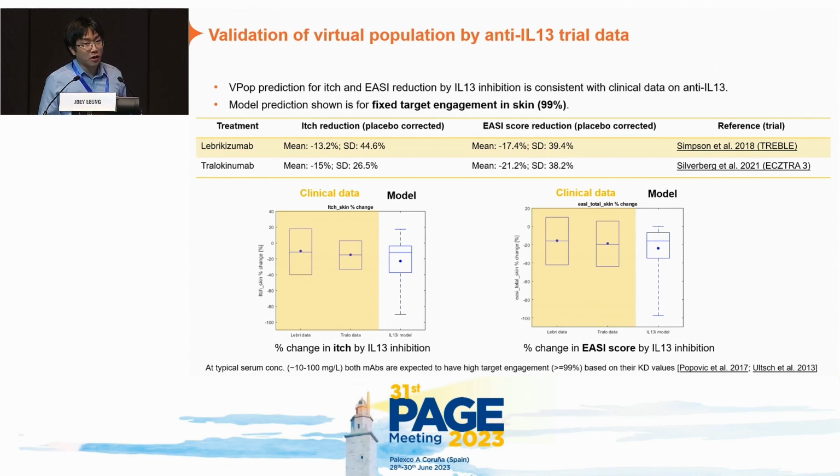So for the model prediction right now, I'm simply assuming a fixed high target engagement level. And you can see the clinical data on the left. These are from these two trials, both anti-IL-13, and they lie within the range of the model prediction. So the EASI score reduction has a similar match here.